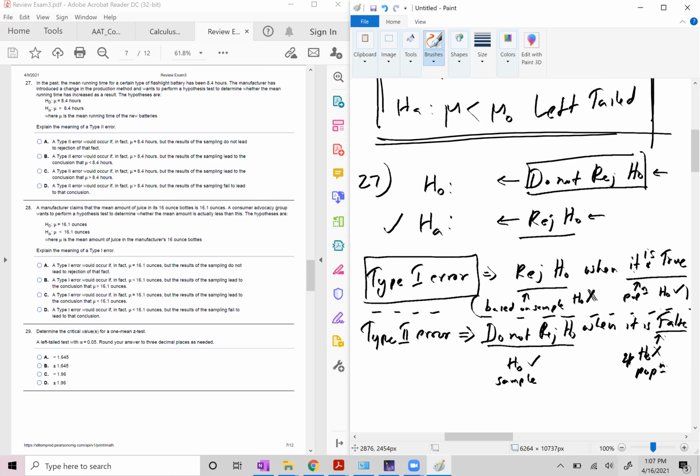So this is an error, right? In the population, the null is wrong, which means the alternative is correct in the population. This is the actual thing, right? But based on the sample, we say the null is correct. So those are the two types of errors that we can make.